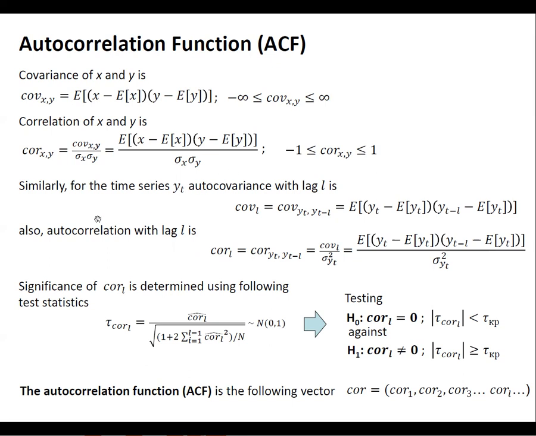Similarly, for the time series YT, the autocovariance with lag L is considered, denoted as cov L, namely the covariance of indicator YT and YT shifted by L lags back. That is some measure of how the indicator L lags ago influenced the current value of the time series. It is calculated as the expectation of the deviation of YT from its own expectation multiplied by the deviation of YT shifted by L lags back from the expectations of the time series.